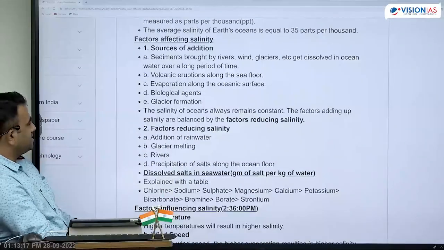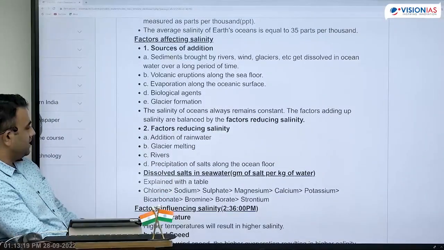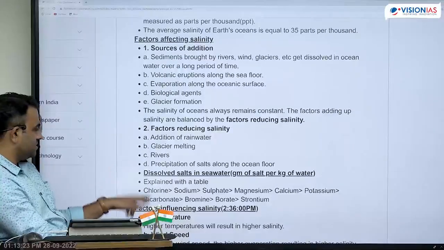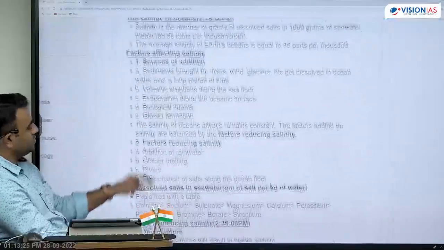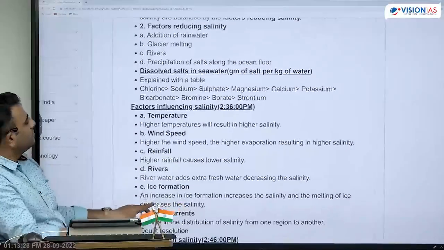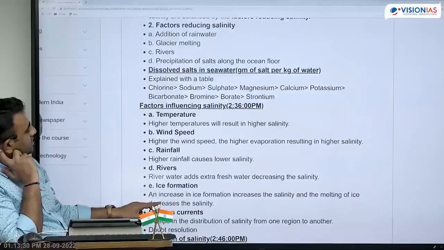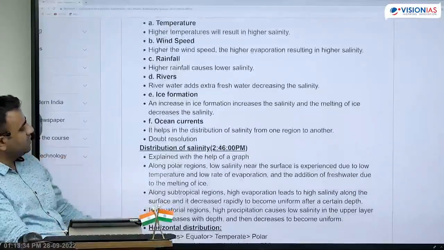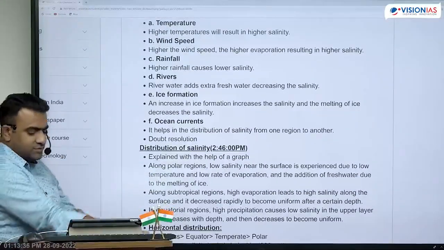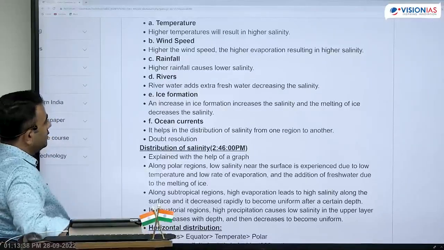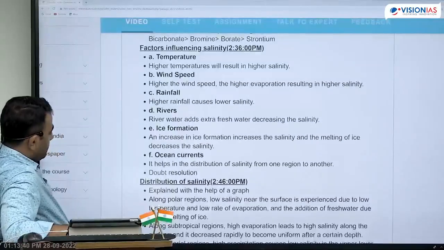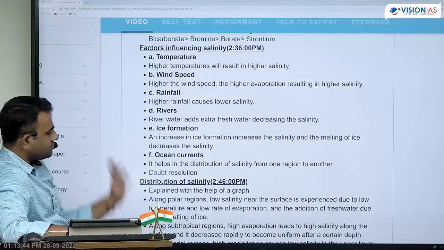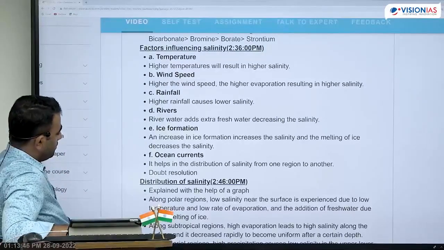Then salinity, factors affecting salinity, the important source of salinity, which adds on to salinity, the important sources which will reduce the salinity. So there is a balance between both. And the overall composition of salinity, the dissolved proportion, and factors influencing salinity in terms of what is causing the continuous change and distribution of salinity across different parts of the world. So we have temperature, wind speed, rainfall, rivers, ice formation, ocean currents, and overall the distribution of all of this.